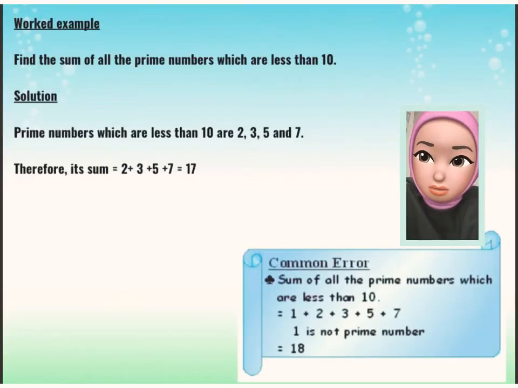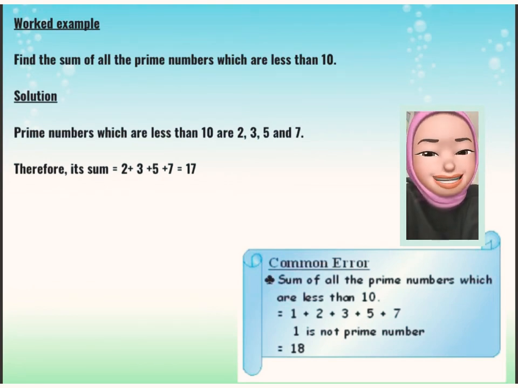Another example. Find the sum of all the prime numbers which are less than 10. The solution: you need to list all the prime numbers which are less than 10, which are 2, 3, 5, and 7. Therefore, we need to find the sum. What is meant by sum? You need to add all the numbers that you listed just now. So, 2 plus 3 plus 5 plus 7. Then it is equal to 17.